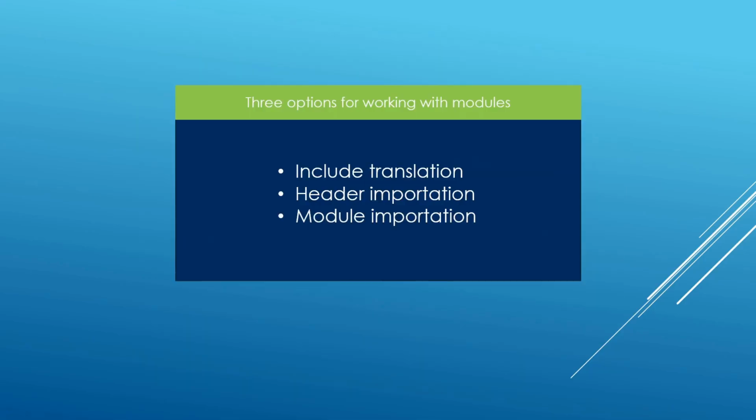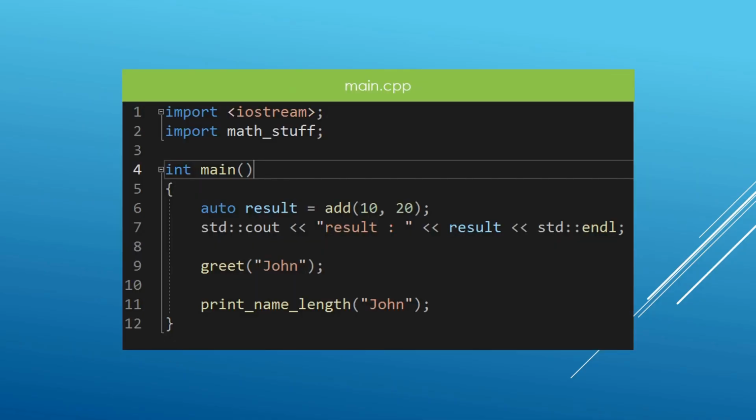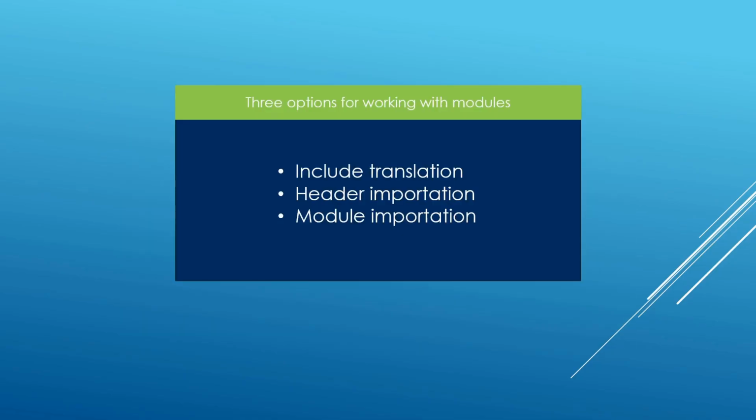And the other way is module importation, which is what we have been doing. Once you have a module defined, you will be able to import it like we are doing in our main CPP file here. This is module importation. So we have three ways: include translation, header importation, and module importation, and you will use whatever makes sense for what you are trying to build.